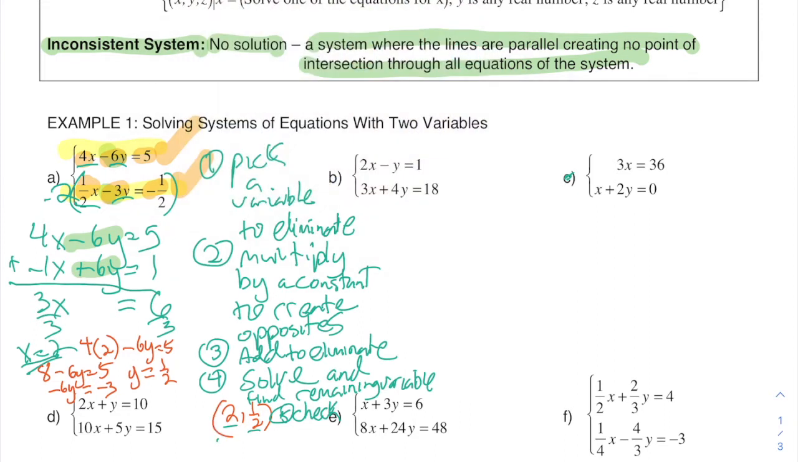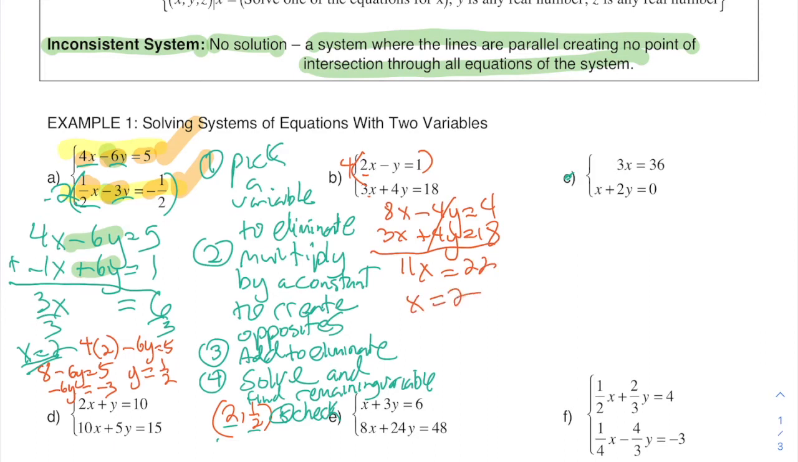Okay, so let's look at B. So B, we have, again, look for opposites. So 2 and 3, they could work, right? But what works better is if I just multiply this top by 4, then I create an opposite with the y's. So now I get 8x minus 4y is equal to 4, 3x plus 4y is equal to 18. These are eliminated. I get 11x is equal to 22, x is equal to 2.